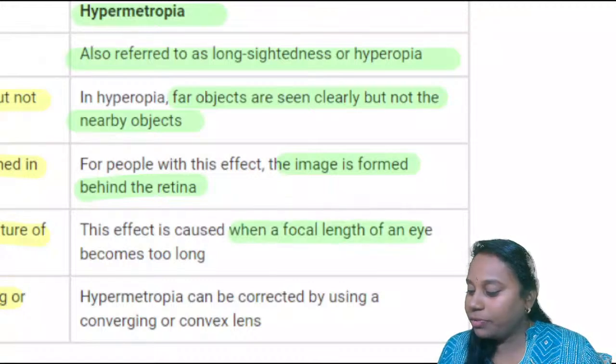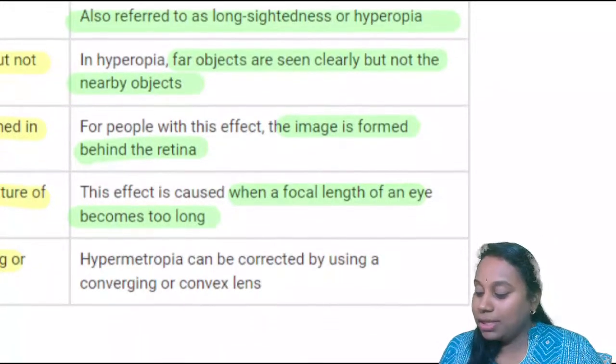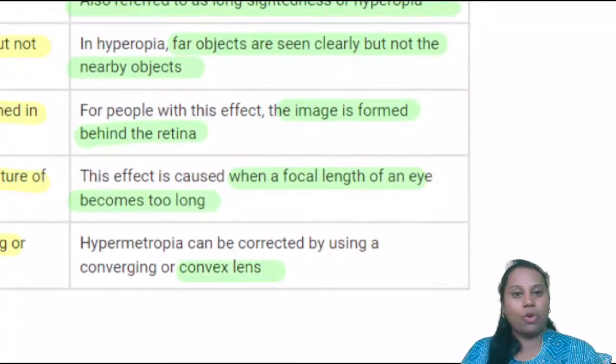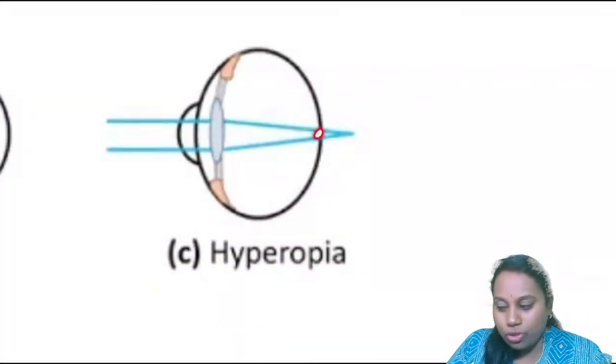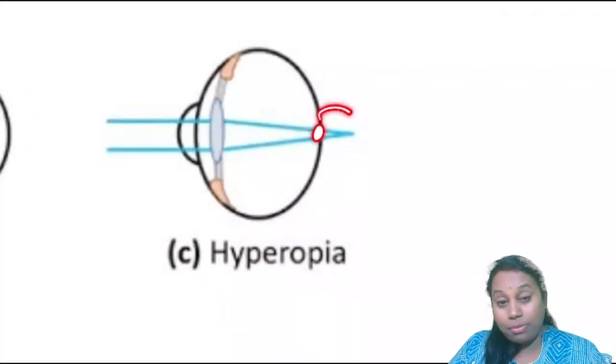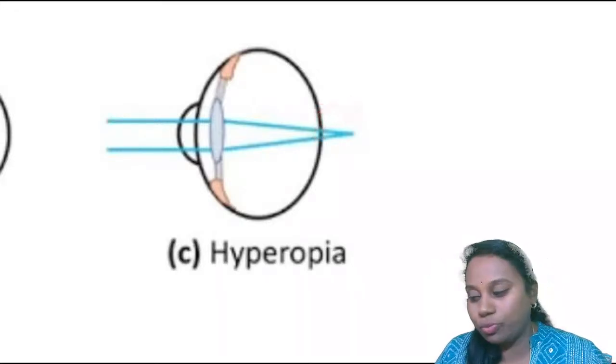This happens when the focal length of the eye becomes too long. This might be easily corrected by using a convex lens. So this is hypermetropia, where the image should fall on the retina, but it is falling beyond the retina. Hyperopia or hypermetropia.